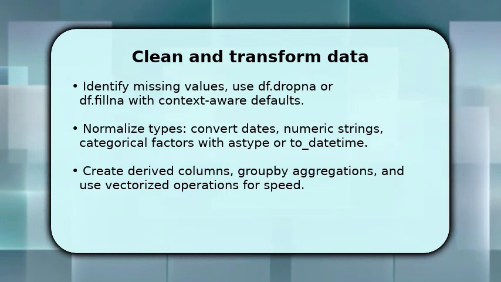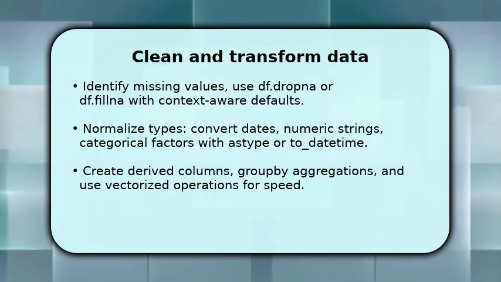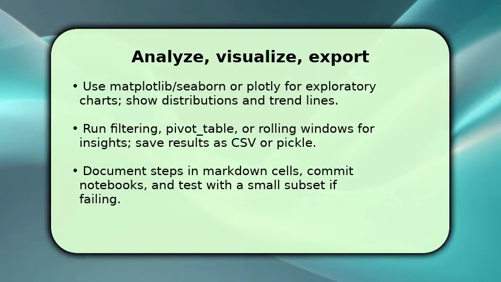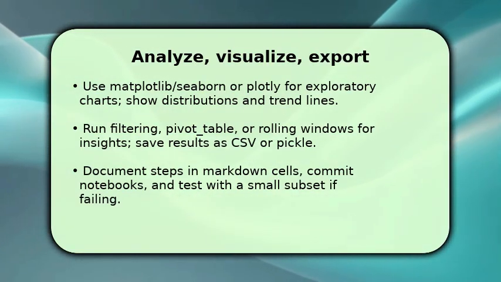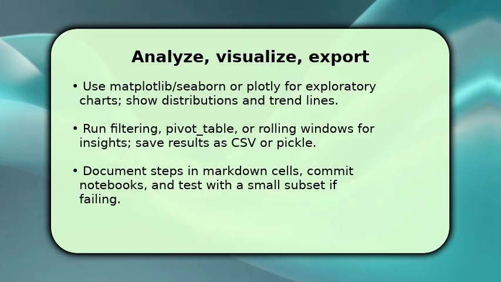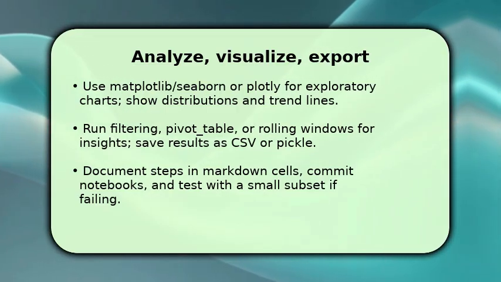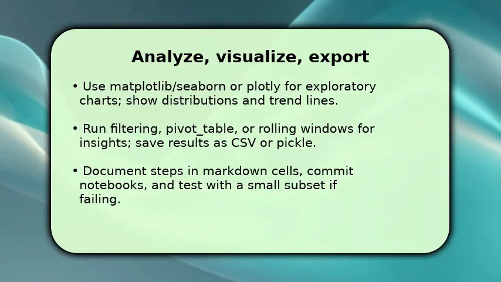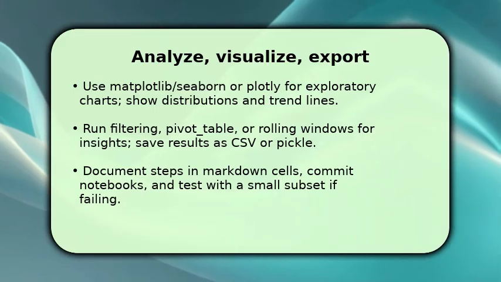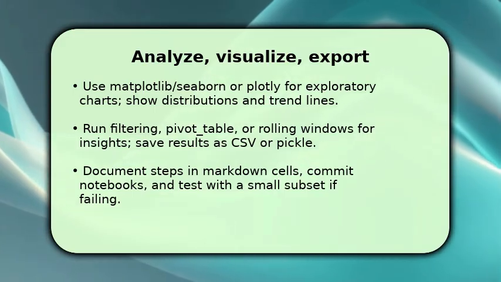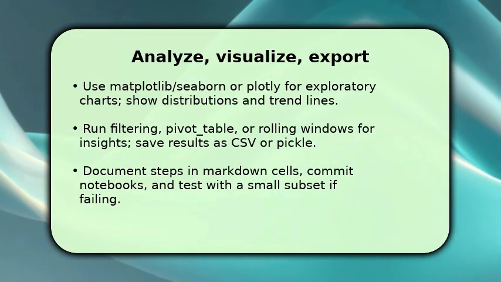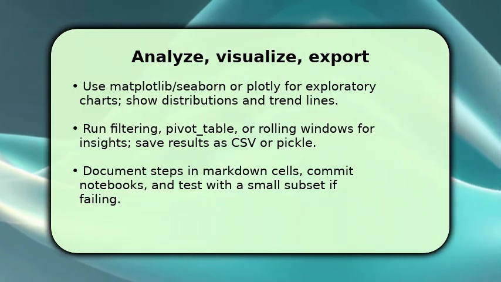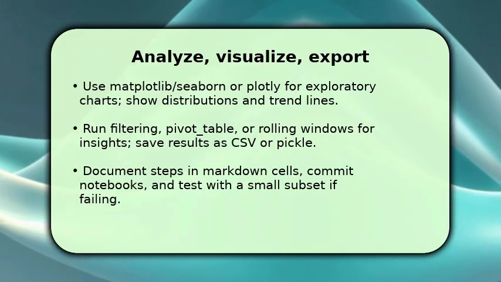Finish by analyzing, visualizing, and exporting results so your work is reproducible. Create plots that highlight distributions and time trends, then run pivot tables or rolling calculations to reveal patterns. Once satisfied, export clean datasets with to_csv or to_pickle and save visual outputs. Make sure to document each transformation in markdown cells so you or teammates understand the logic. If something breaks, rerun cells top to bottom with a smaller sample to catch it.